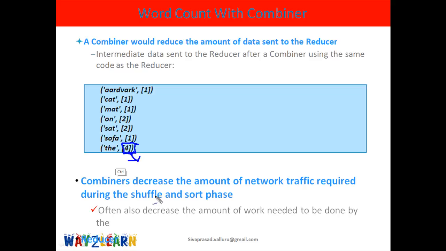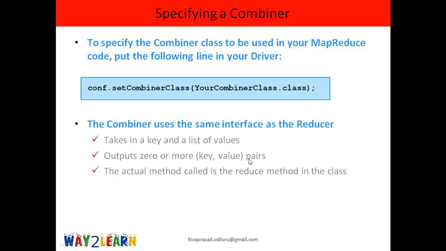This is how combiners decrease the amount of network traffic required during shuffle and sort. Okay, so now you understood about combiner.